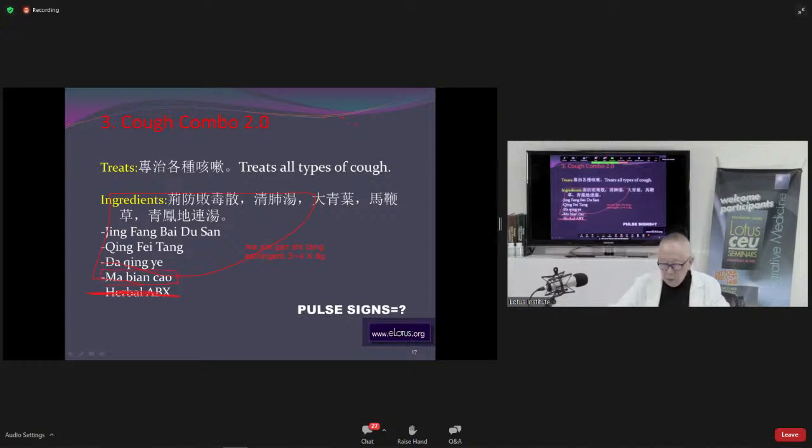This 马鞭草 is a very interesting herb. I use it a lot in Taiwan. It's good for glaucoma, high eye pressure affecting the vision. And I also use it for treating liver hepatitis, not necessarily viral hepatitis, just any kind of hepatitis.